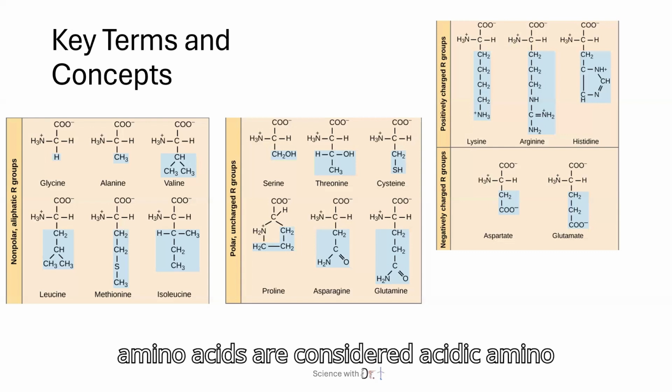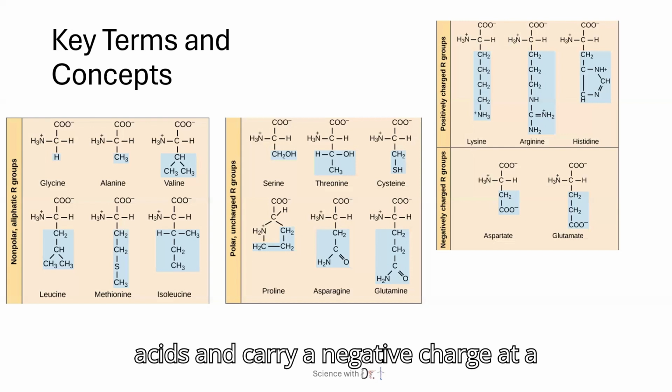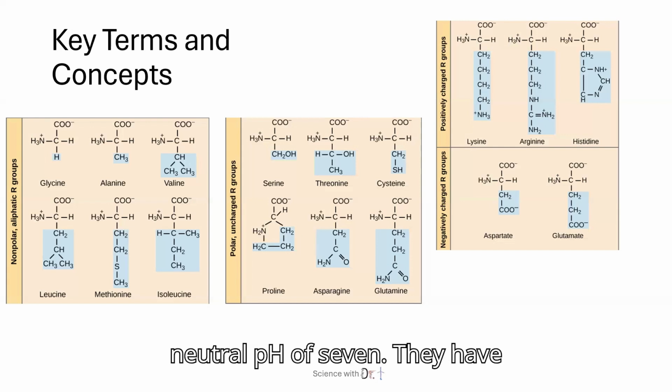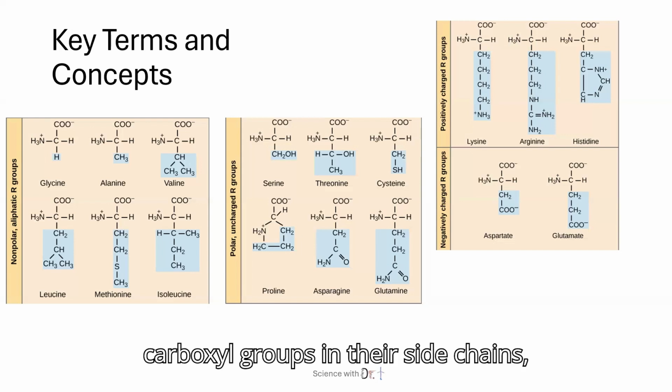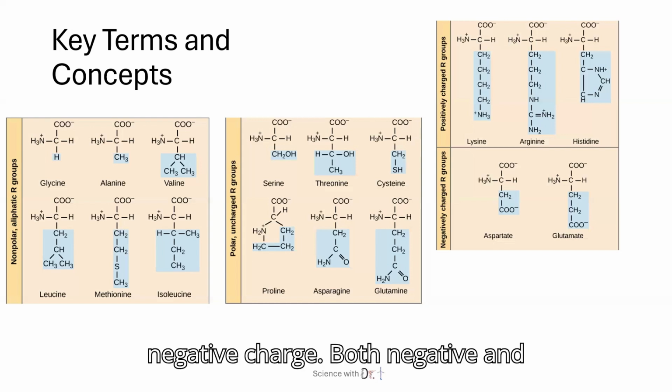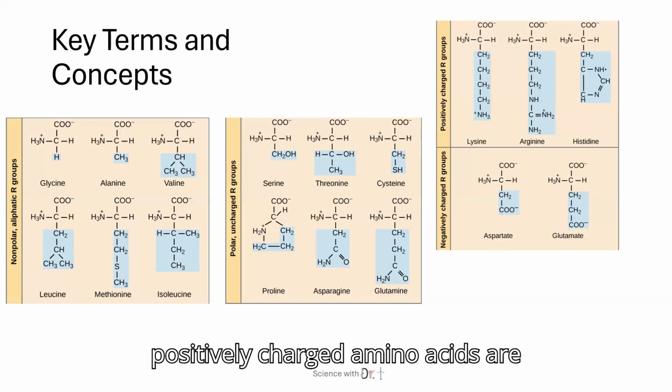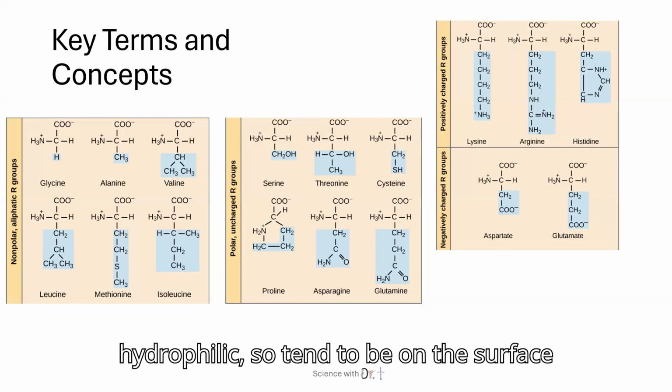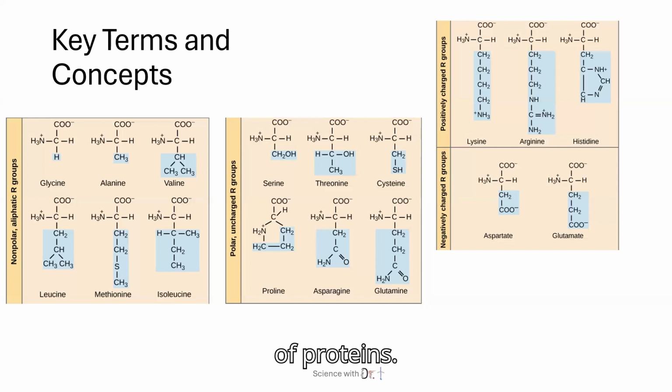Negatively charged amino acids are considered acidic amino acids and carry a negative charge at a neutral pH of 7. They have carboxyl groups in their side chains, which readily lose a proton at physiological pH, resulting in a negative charge. Both negative and positively charged amino acids are hydrophilic, so tend to be on the surface of proteins.